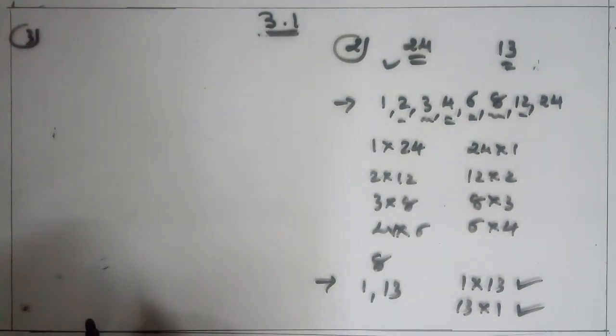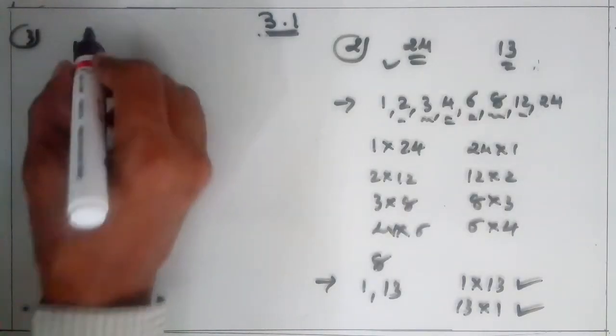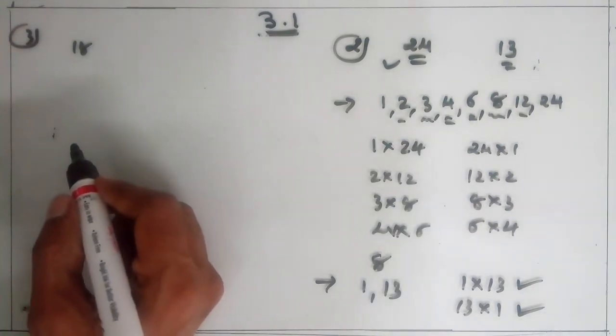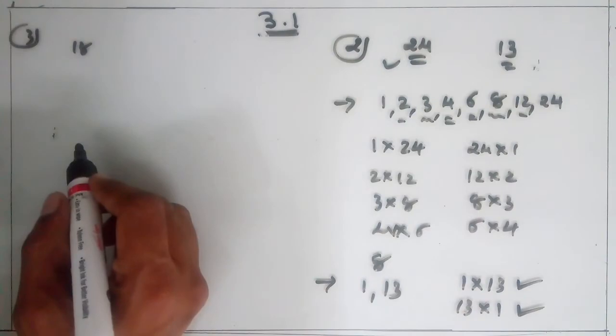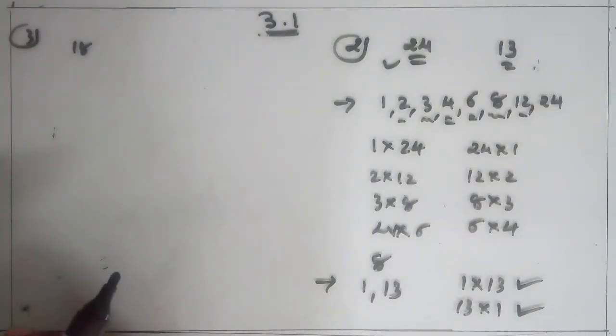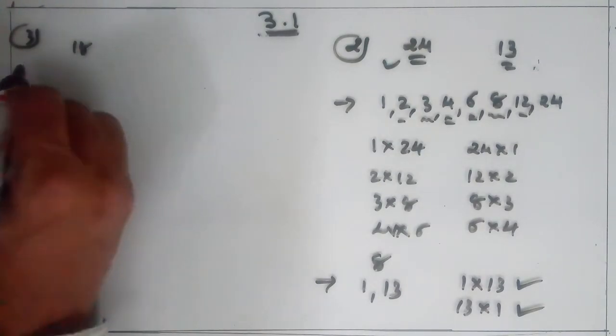Question number 3 is given. If a matrix has 18 elements, what are the possible orders it can have? What if it has 5 elements? Applying the same method as we solved question number 2, solve this question yourself. Now question number 4.